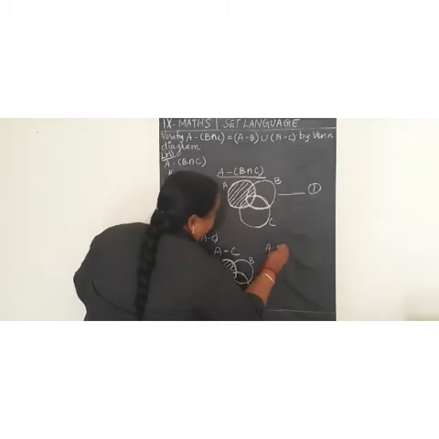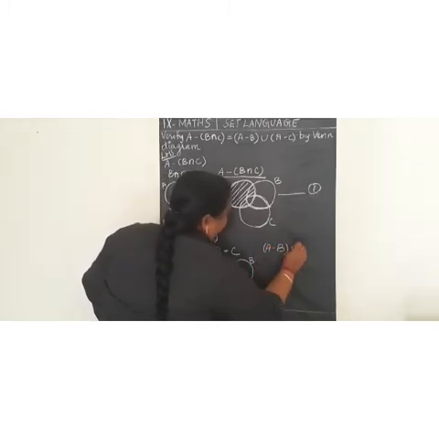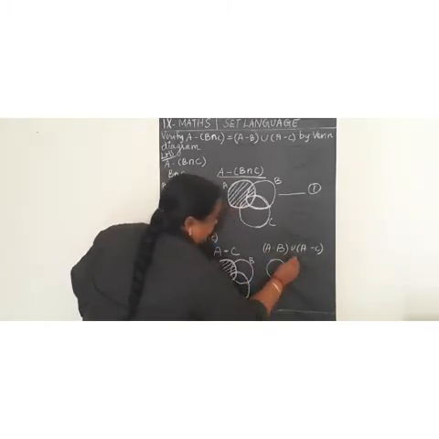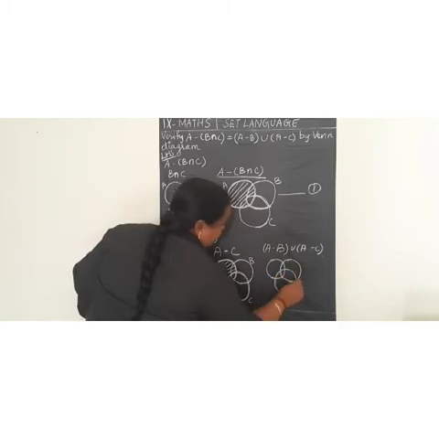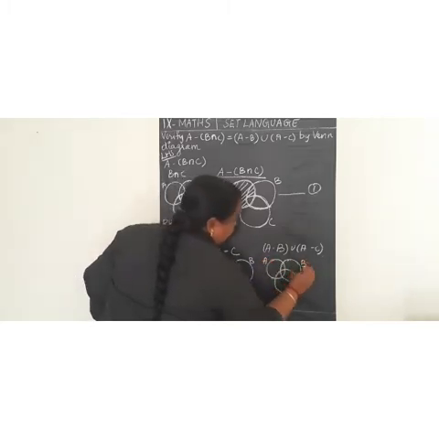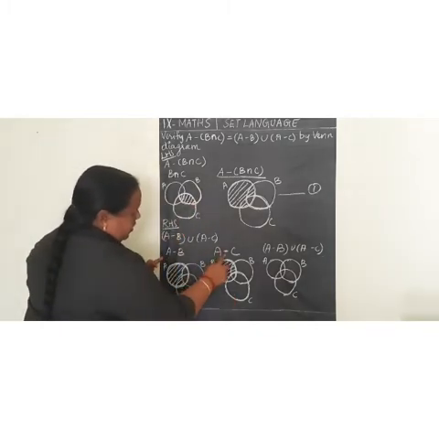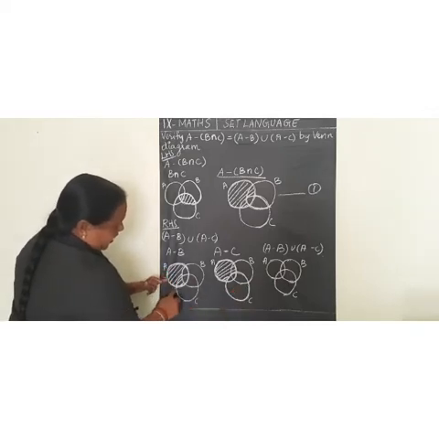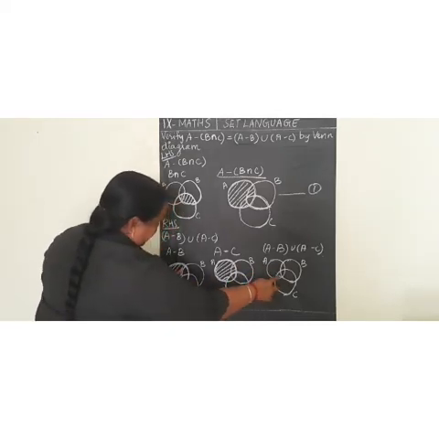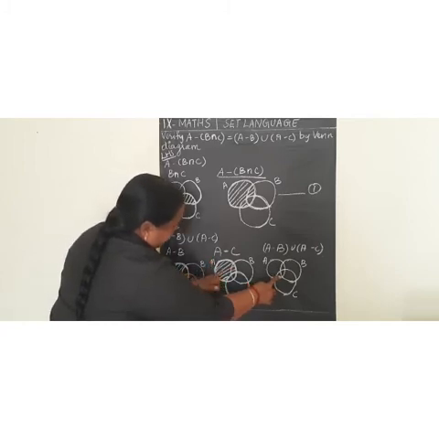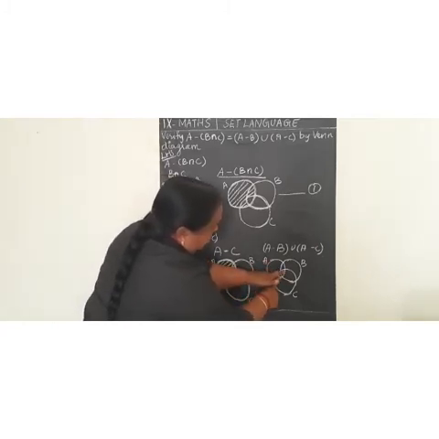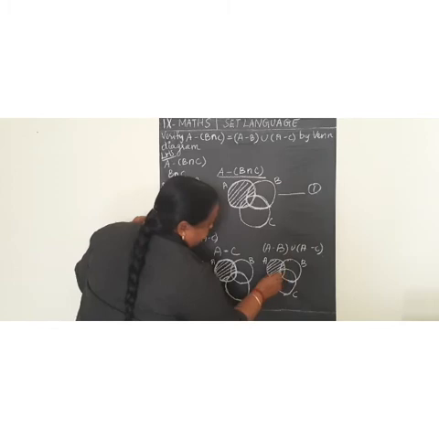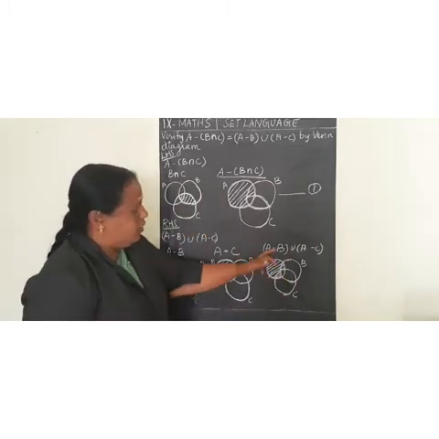Next we have to find A minus B union A minus C. A, B, C. So A minus B and A minus C, we have to combine. Union means we combine and shade here. See, in set A minus B this part alone is shaded. Next in A minus C, this part is shaded. So we leave this intersection part and shade the remaining parts in A. This is A minus B union A minus C.